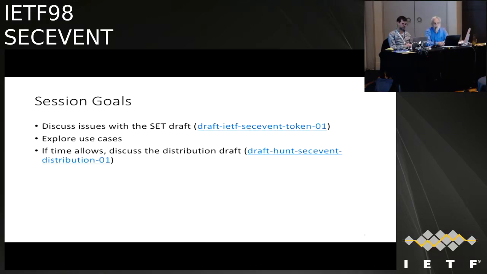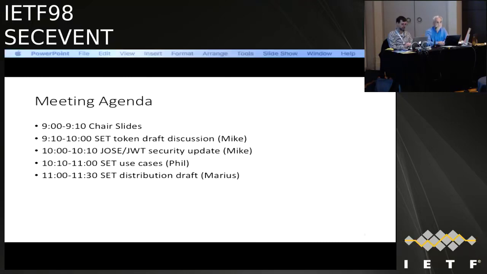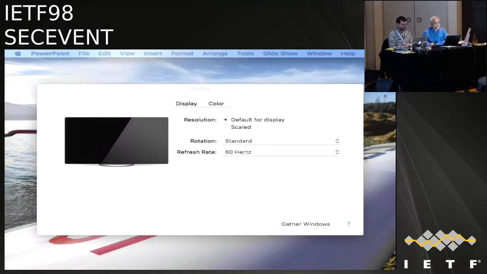Let me just remind you that we do have a draft on set token distribution, set event distribution, but it is not a working group draft yet. It is not adopted yet. Next, please. So this is the agenda following our goals. We will start with Mike discussing issues on the set token draft. Then Mike will give a short security update around Jose and Jot, which are underlying our format. Then Phil on use cases, and lastly, Marius on the set distribution draft. Next is Mike, please. Yoav will be taking minutes. Rich is Jabber's scribe, and we do have 2 sheets.